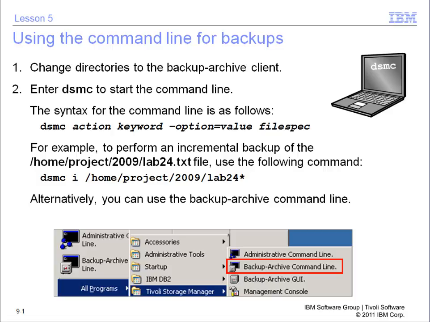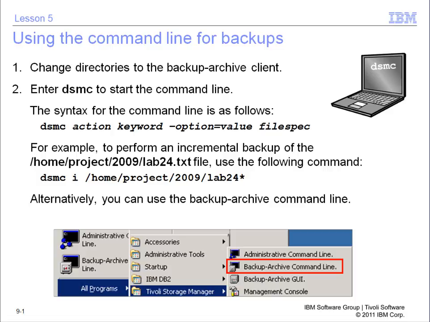The syntax for our backup is DSMC, the action, the options. So our action will be I for incremental, S for selective or full. Now what we're showing here is issuing a command starting with DSMC. So you're going to be in your backup archive client directory at your operating system command line or command prompt. You can type DSMC and start a backup archive command line window.